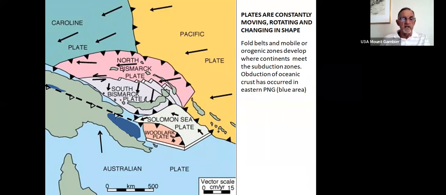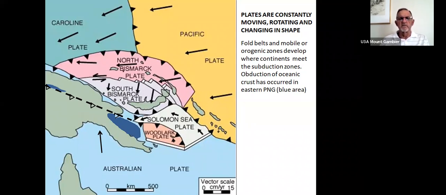We get abducted crust, abducted oceanic crust, where those dark grey pieces are illustrated. We get rotated plates such as the South Bismarck Plate. There's volcanism, there's subduction, and there's all sorts of complexity. Newly subsiding basins like the Woodlark Basin off the tip of PNG. So the plates are constantly moving, rotating, and changing shape.